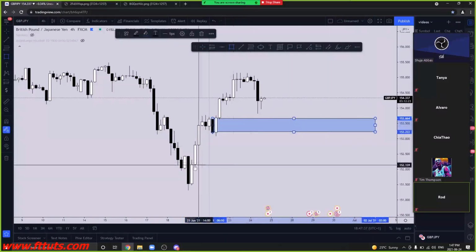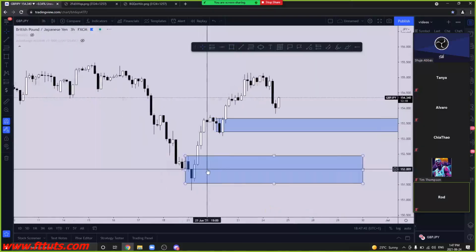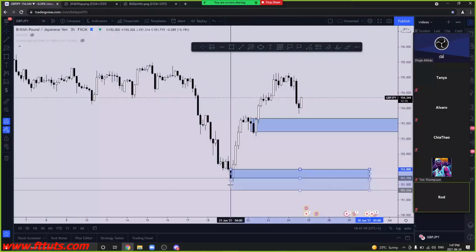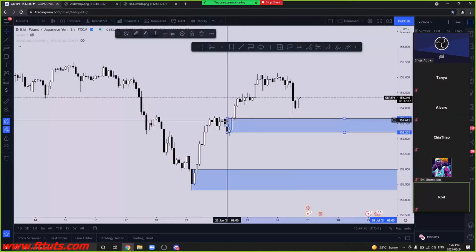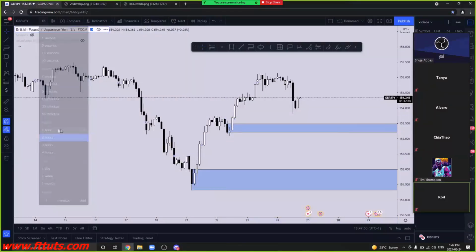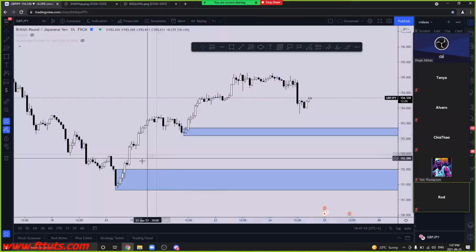This is one POI and this is a second POI. Now you could refine these obviously down to like the 3 hour maybe. Let's refine this up to this one. And then from here we can go down to like the 2 hour. This one can get refined up to here. 1 hour. We can refine it up to this last bearish candle.